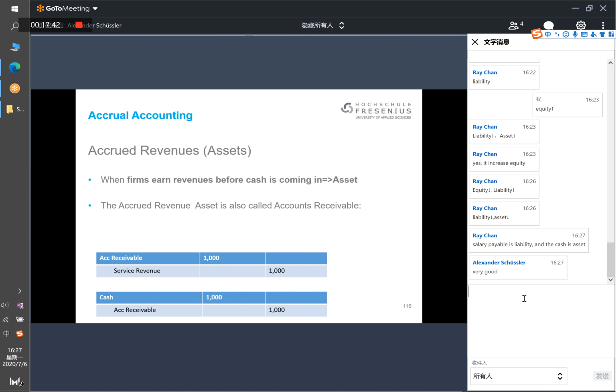Here we have accrued revenues, assets. When the firm earns the revenue before the cash is coming. We're talking about accounts receivable here. So what do we have here? Assets. Again, our accounting equation.